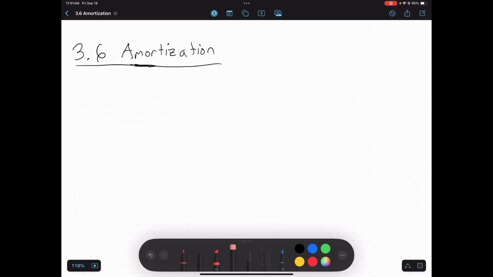Hello everyone. In this video, we're going to be talking about a financial application called amortization. The reason we're talking about this in chapter 3 is because amortization deals with exponential functions. It's modeled using exponential functions. So what is amortization? Amortization is the process of calculating regular payments.